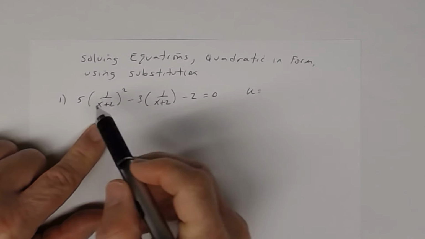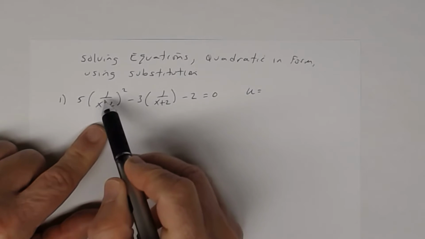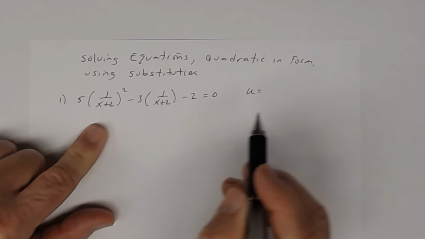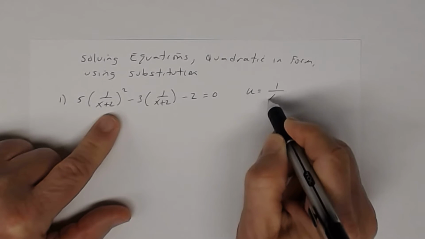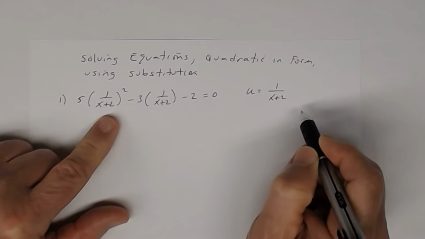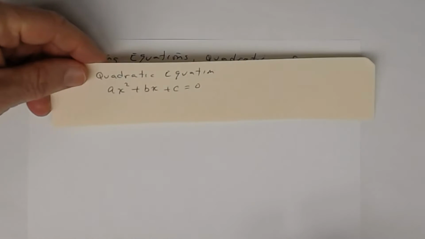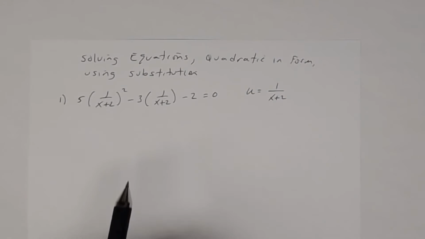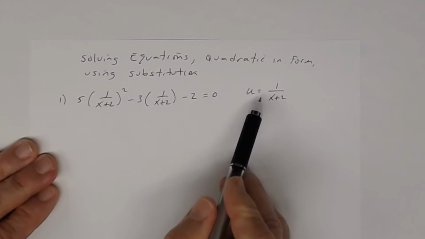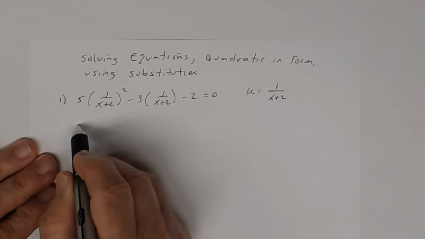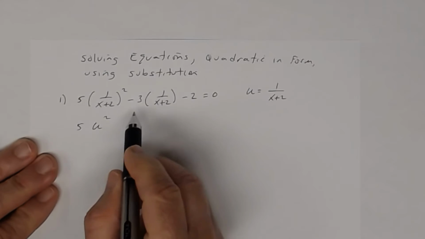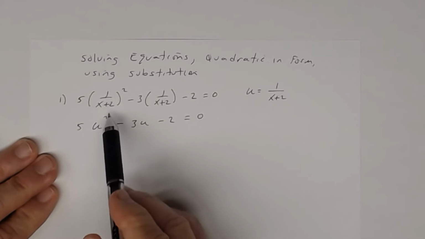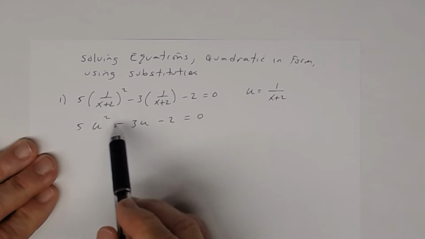So we're going to let u equal this rational expression right here, because I see it here, and it's being squared, and I see it here, and it's being raised to the first power. So if I let u equal this, 1 divided by x plus 2, notice what happens. It becomes very easy to see that you're going to get a quadratic equation that's quadratic in form. So wherever we see this expression, I'm going to substitute the variable u. So I get 5u squared minus 3u minus 2 equal 0. So notice wherever I saw that expression, I substituted the variable u.